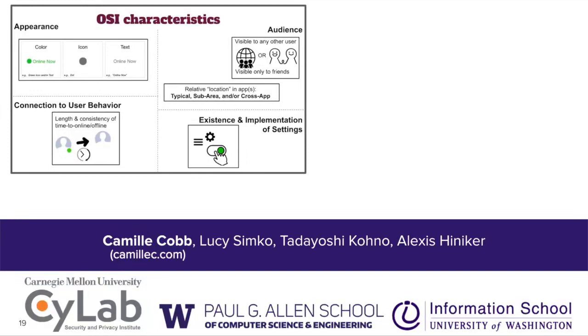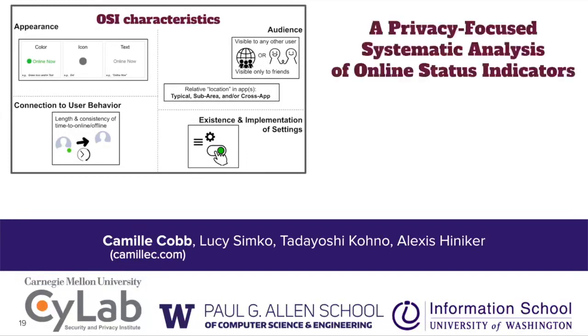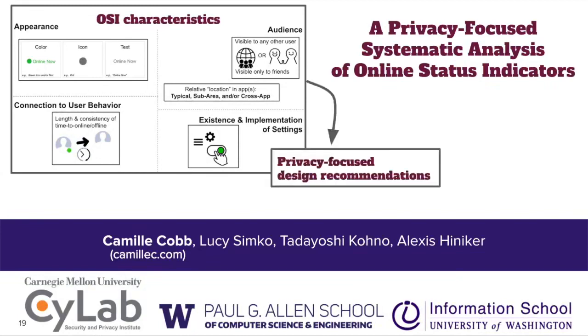So in this talk and in this paper, we've presented a privacy-focused systematic analysis of online status indicators. We identified 40 apps with OSIs and taxonomized 4 dimensions of OSI characteristics: appearance, audience, connection to user behavior, and the existence and implementation of settings. And further, we've surfaced privacy-focused design recommendations that could give users more control of their self-presentation via OSIs.